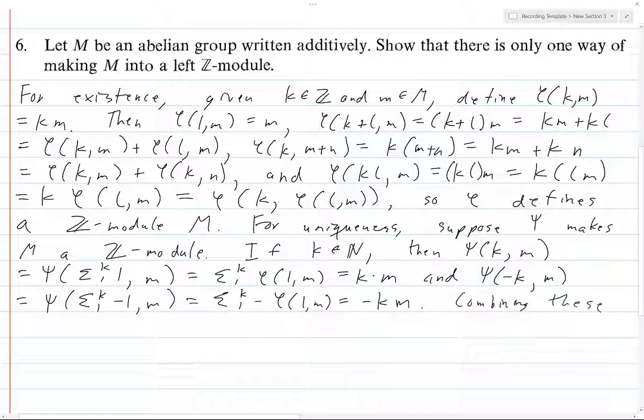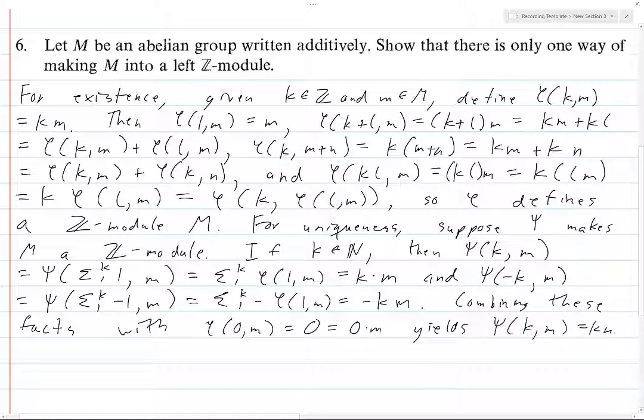Combining these facts with psi of 0m equals 0, where here 0 is the identity in M. Well, no. 0 times m. There we go. Yields that psi of km equals km equals phi of km.